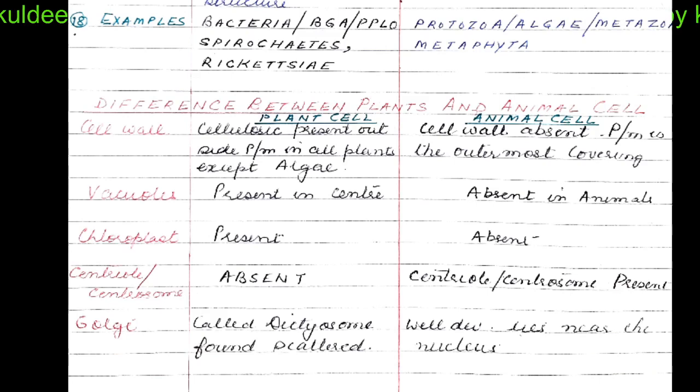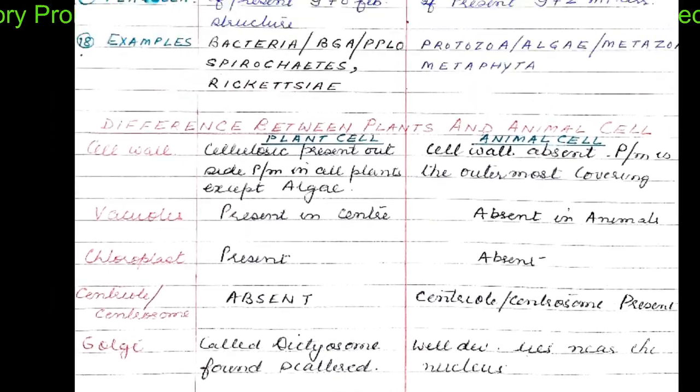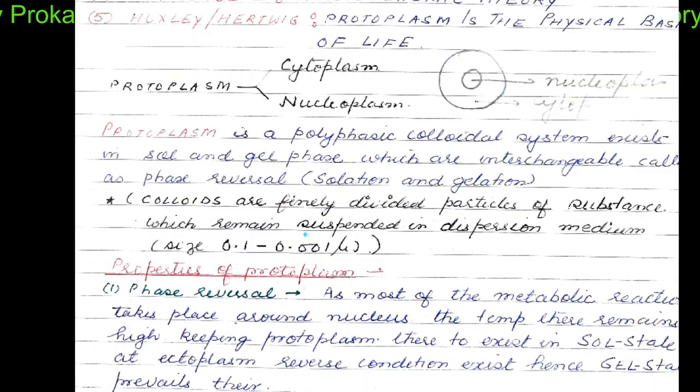Chloroplast is present in plants but absent in animals. Centrioles and centrosomes are also absent in plants. In fact, they have microtubular organizing centers in place for division, whereas centrioles and centrosomes are present in animal cells. Golgi, called dictyosomes, are found scattered in the plant cells, whereas in animal cells it is well developed and lies near the nucleus.